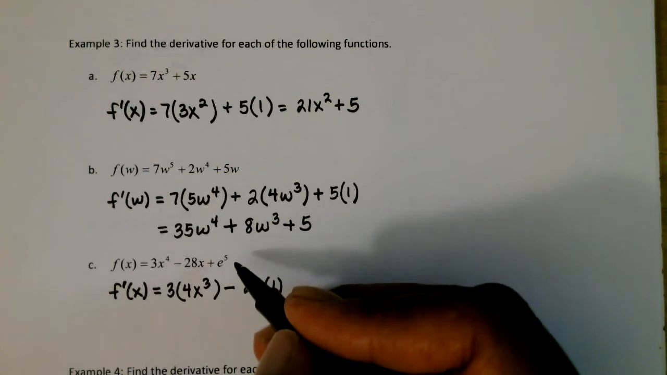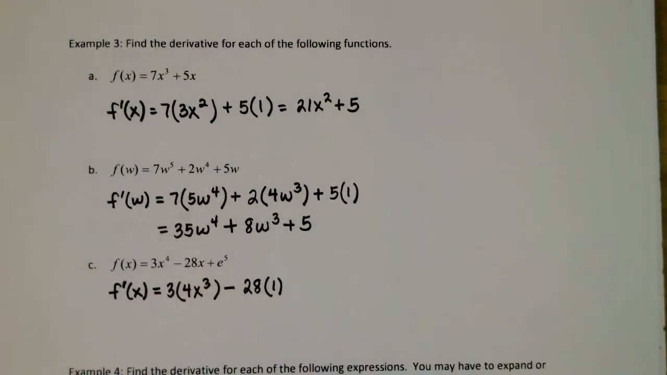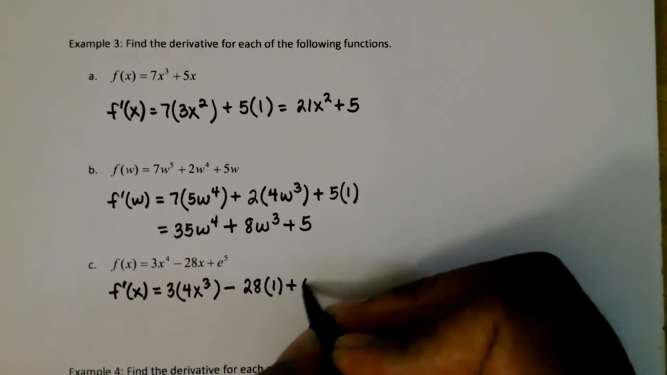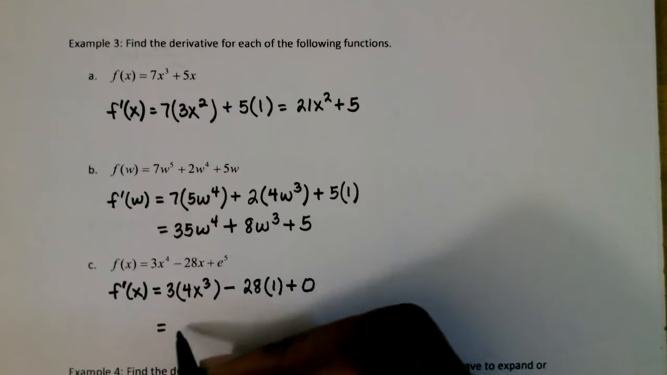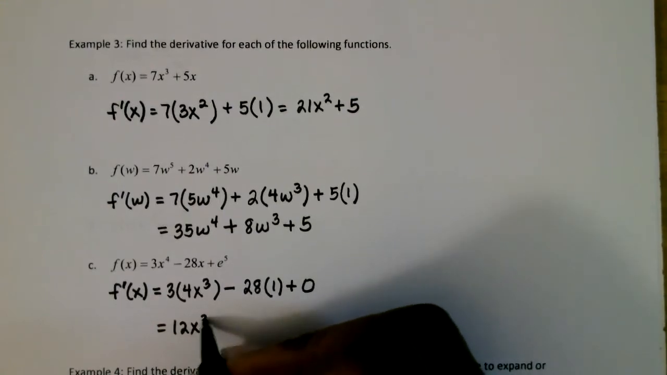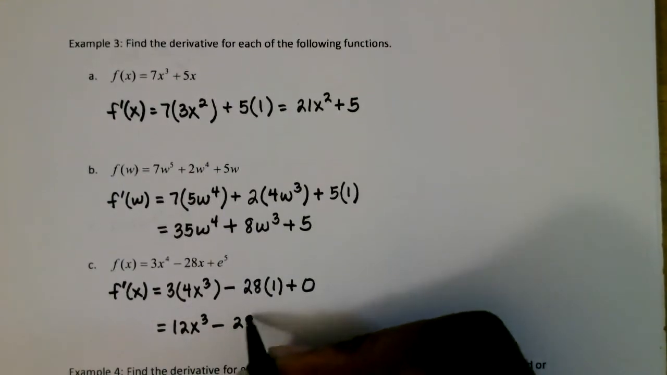Now, what about e to the 5th? The derivative of e to the 5th? Well, that is a constant. If you recall, e to the 5th is a constant, and the derivative of a constant is 0. Because I can evaluate e to the 5th in the calculator, you're going to get a numerical value. And the derivative of any number or any constant is automatically going to be 0. Now, if I simplify this, 3 times 4x cubed is 12x cubed, minus 28 times 1 would be 28.